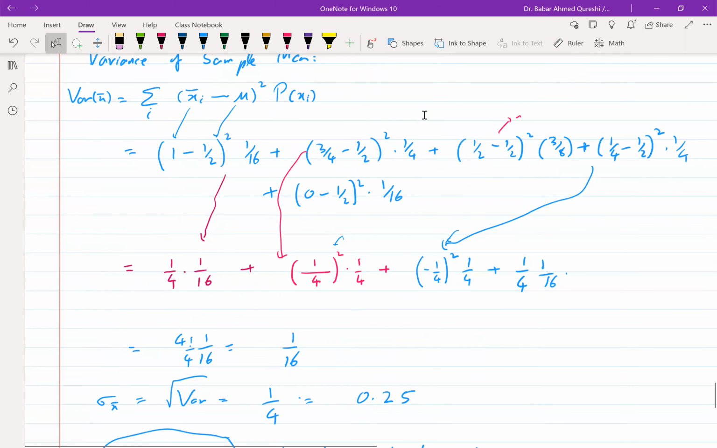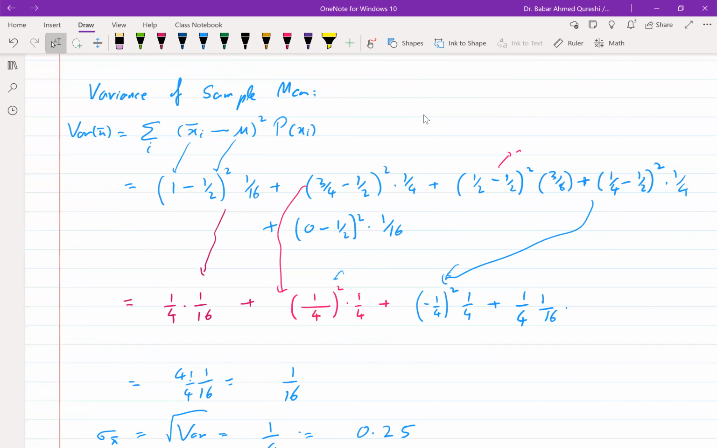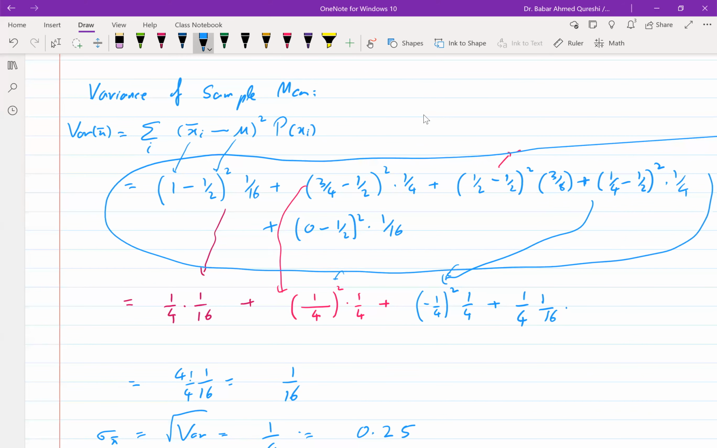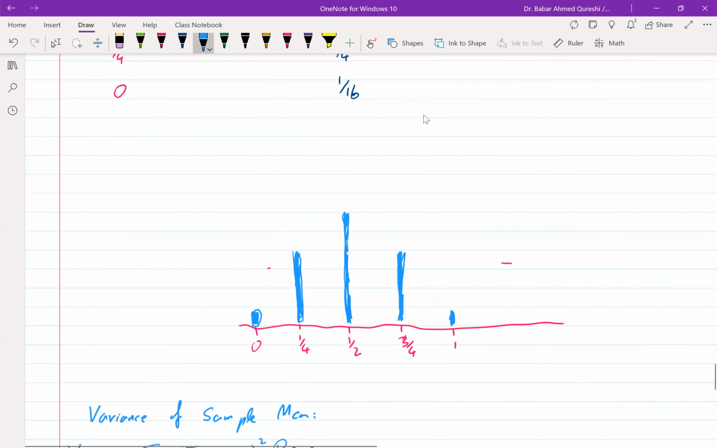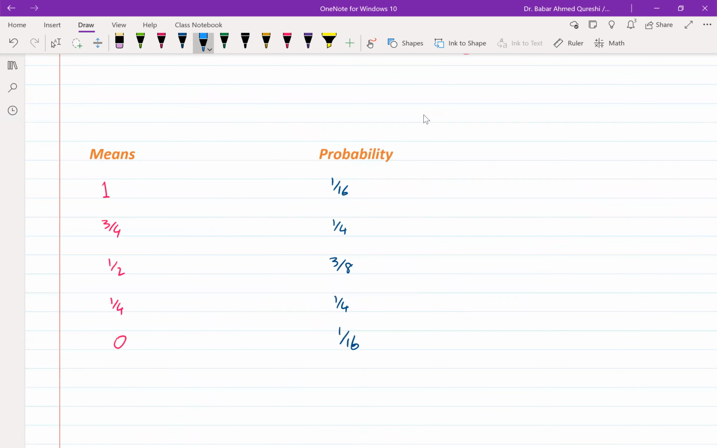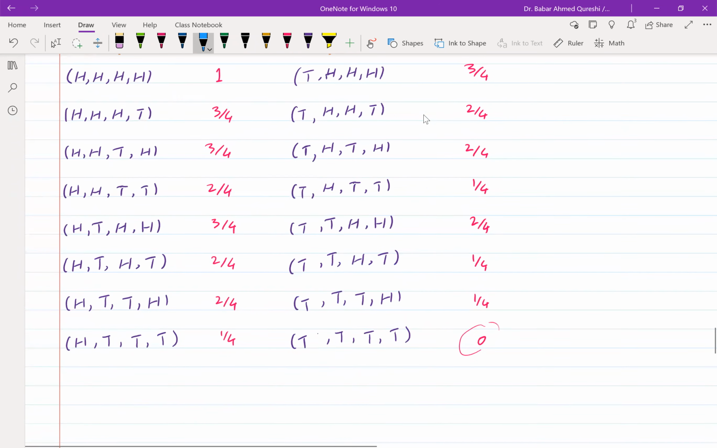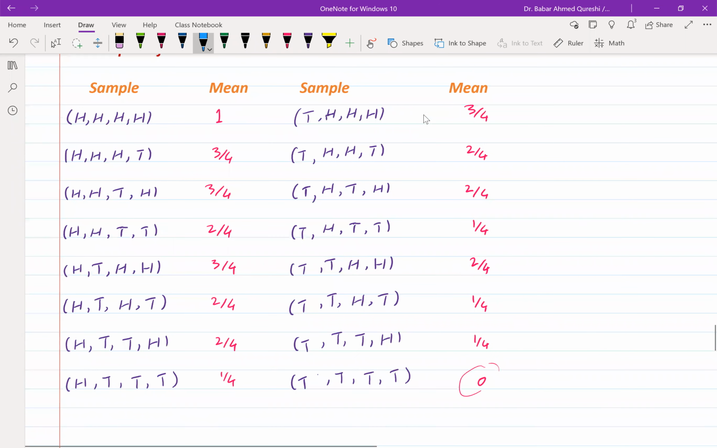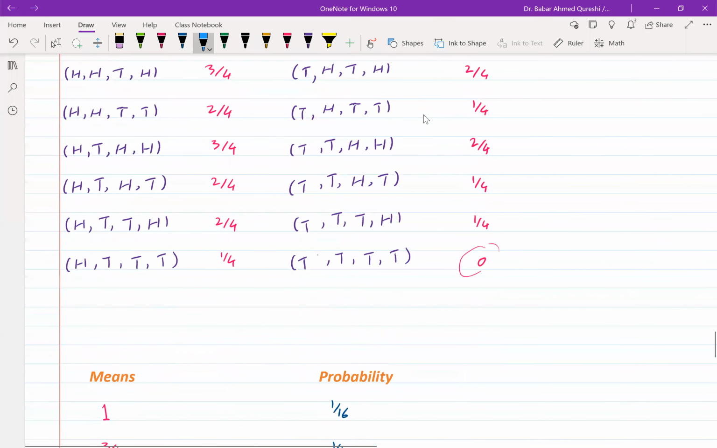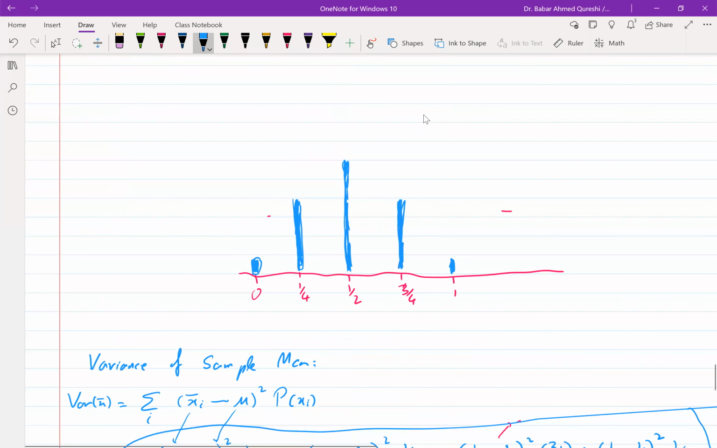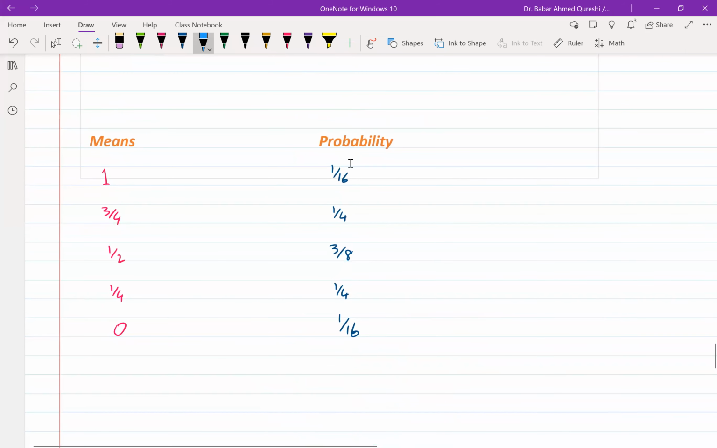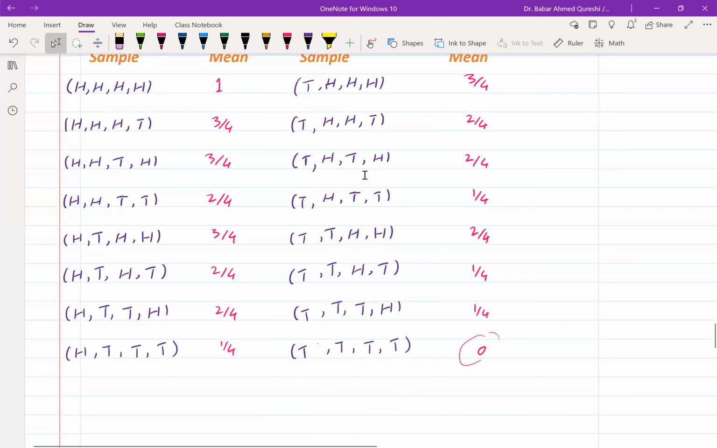So can you scroll down? You can do this calculation. The important thing is this line. How did we get this? Got it from this data, which we got by listing all the possible samples. These probabilities are just relative frequencies in the random samples.